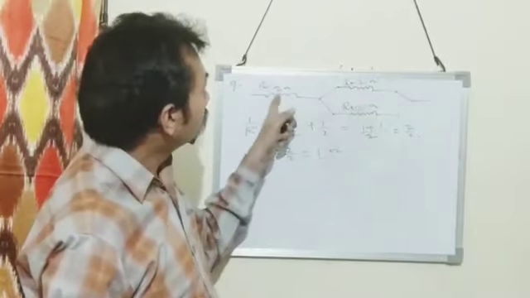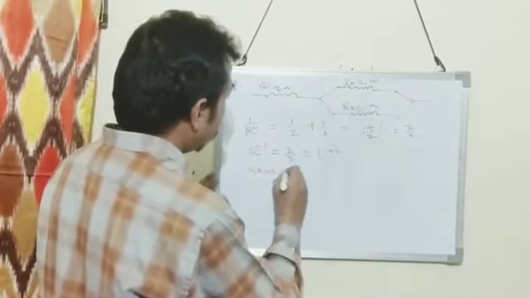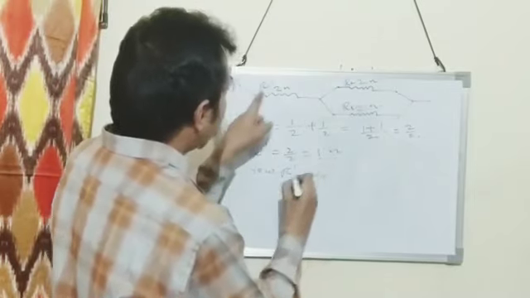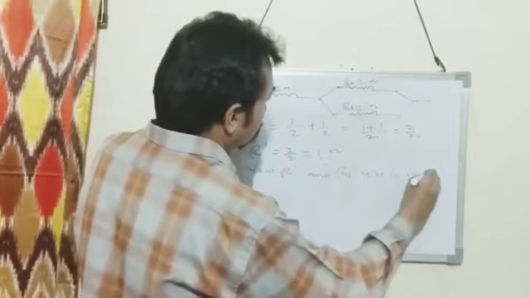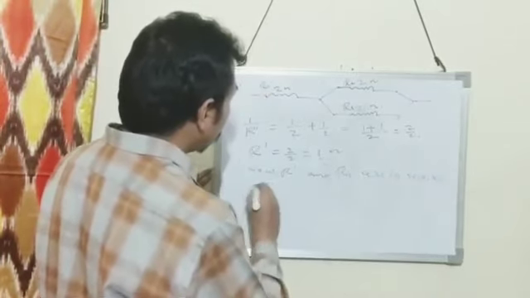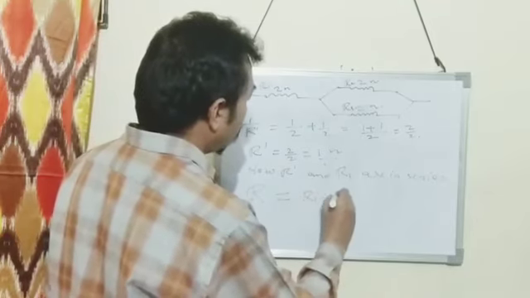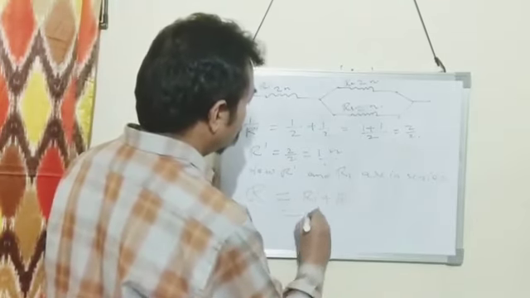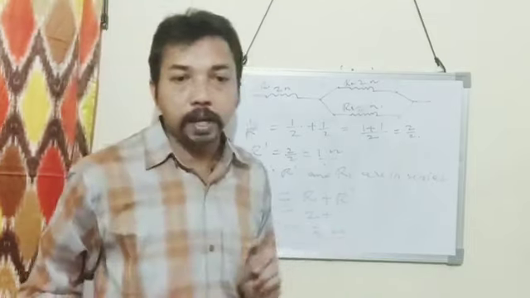This 1 ohm is in series with this one. Now, R dash and R1 are in series. So the total resistance of the circuit R is equal to R1 plus R dash, that is equal to 2 plus 1, which is equal to 3 ohm. This is the answer.